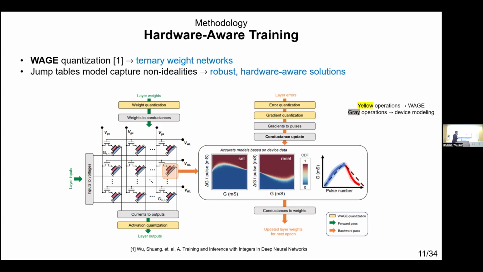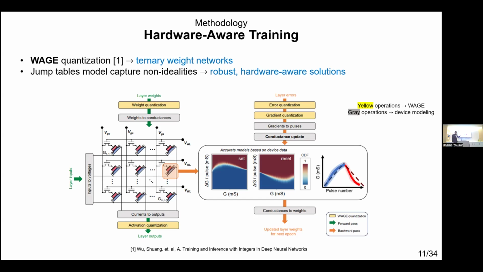The way this happens is we go from our quantized weights to device conductances. We map those conductances to these simulated crossbars. And during the forward pass, we would take our inputs, map them to voltages, pass them to the input wires, measure output currents, and then quantize those activations using WAGE operations. And then, of course, we repeat this operation for the preceding layers.